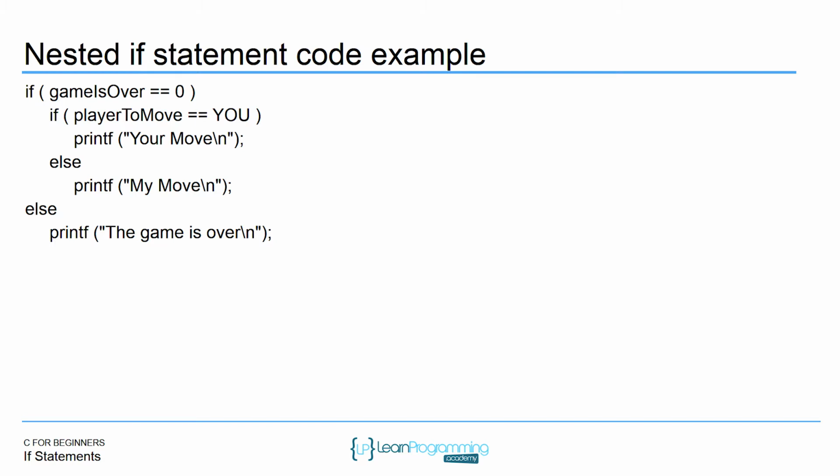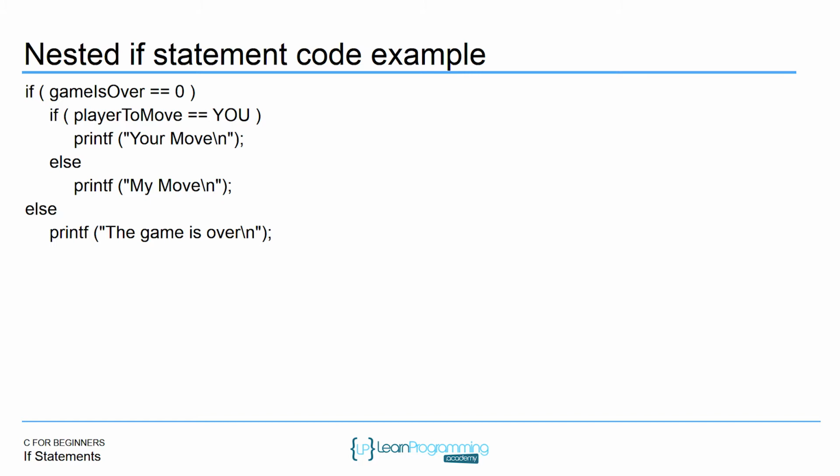So in this case, we're only going to execute your move printed out to the screen if player to move is equal to U and game over is equal to 0. We're going to only execute my move displayed to the screen if game is equal to 0, but player to move is not equal to U. And then lastly, we're going to only execute the game is over if the game is over not equal to 0. So if we have 3 conditions here, or for printing out 3 different statements.